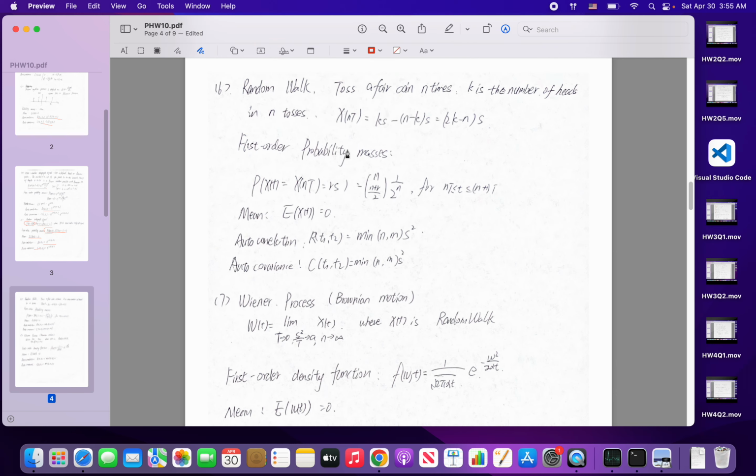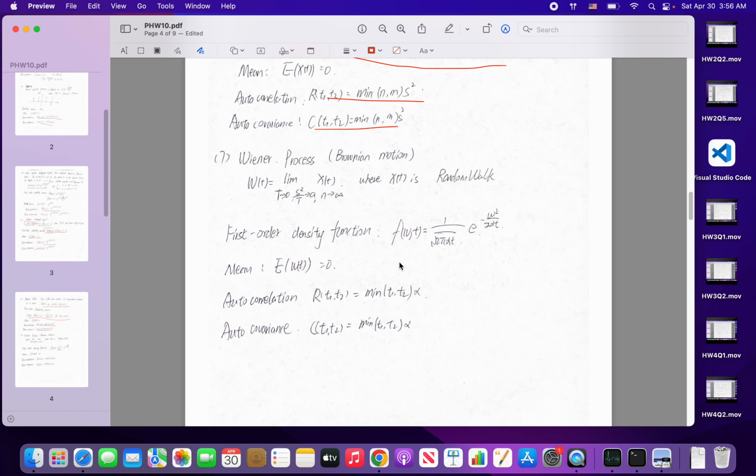And for the random walk, in this we toss a fair coin n times, and k is the number of heads. So we can get this X(n). The probability mass is this. The mean is 0. And this is the correlation, this is the covariance.